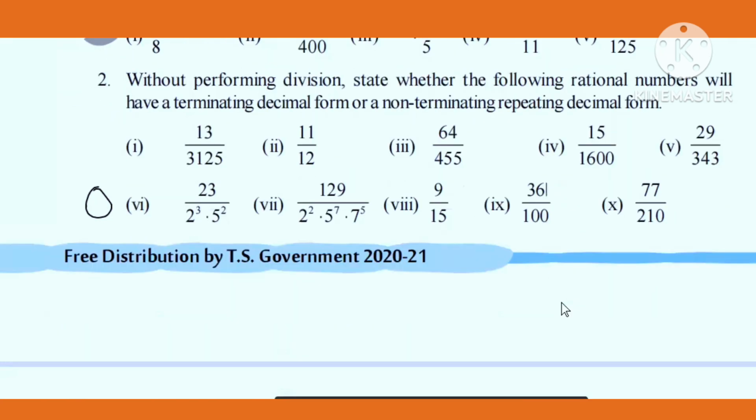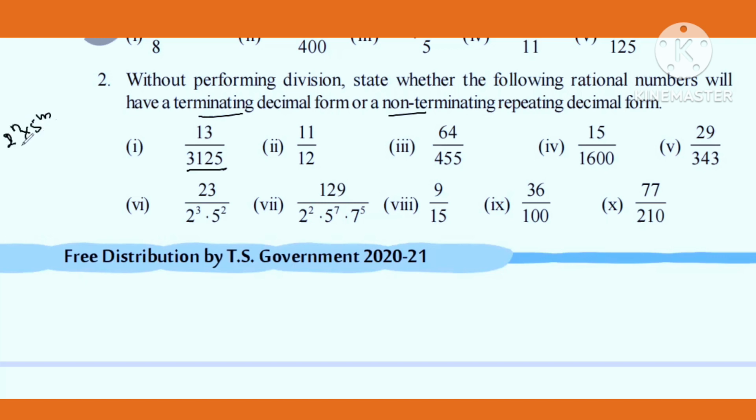Let us see the second question. What is the question? Without performing division. Now here we should not do division. Just before, I told how to do division, but in this case you should not do division, and you have to say whether it is terminating or non-terminating. So according to theorem 1.4, if the denominator is in the form of 2 power n and 5 power m, then it is terminating.